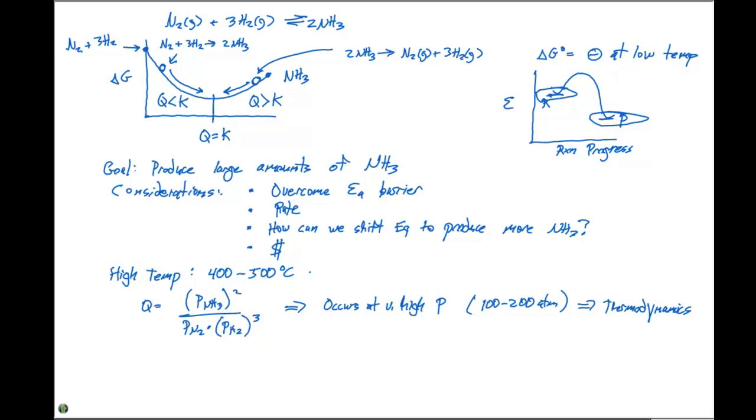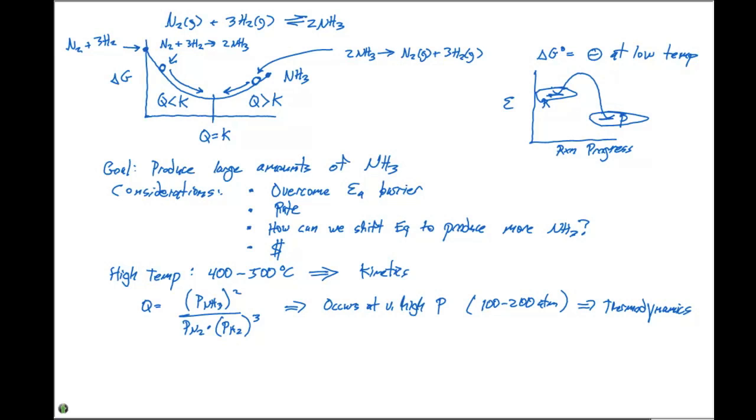The reason we keep the temperature high is from a kinetic standpoint. Because as we increase the temperature of a reaction, we're going to increase the probability that the collisions that happen between nitrogen and hydrogen will result in an ammonia molecule.